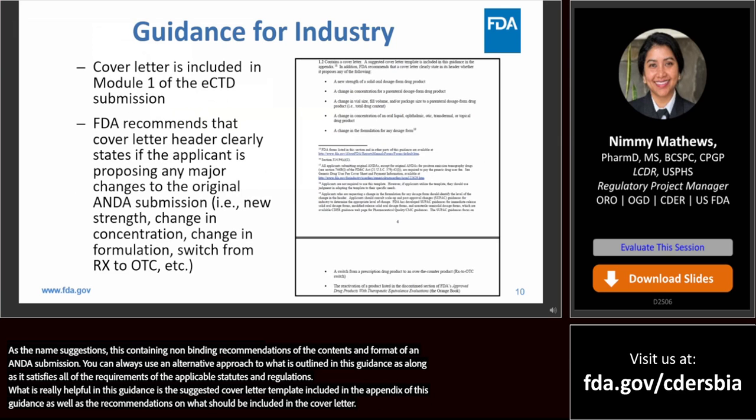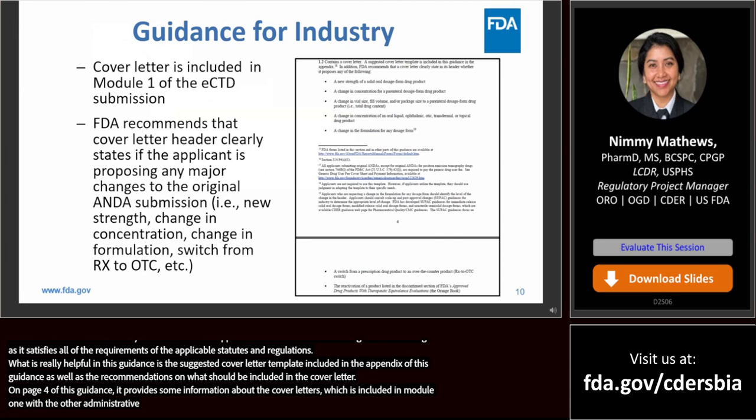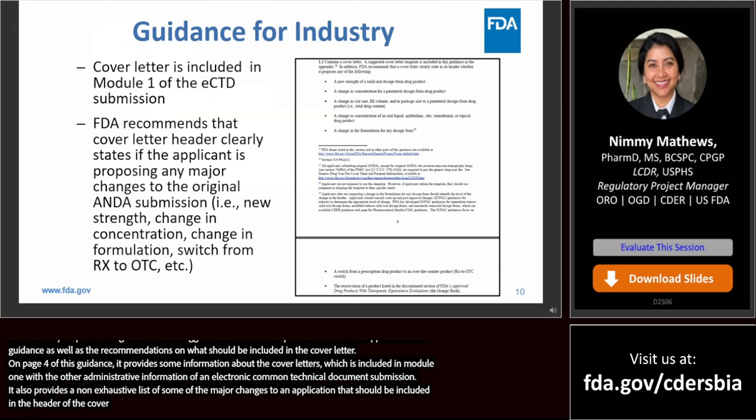On page 4 of this guidance, it provides some information about the cover letters, which is included in Module 1, with the other administrative information of an electronic common technical document submission. It also provides a non-exhaustive list of some of the major changes to an application that should be included in the header of the cover letter in order to avoid any triaging delays. Some of these include new strength amendments, changes to a dosage form, etc.